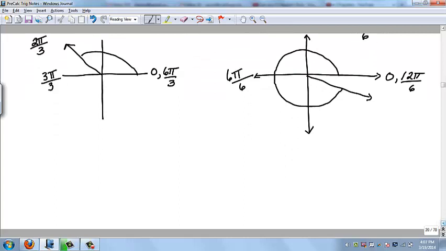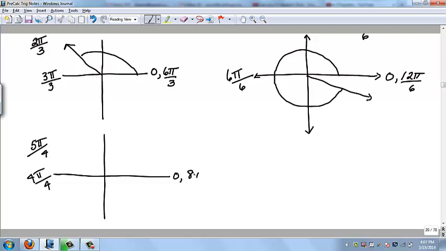Okay, let's try another one. What if I gave you 5 pi over 4? Where is that in my quadrant? So I'm going to draw this. Remember 0. I know this is pi, but we're going to use the denominator of 4, so I have to write it as 4 pi over 4. Come all the way over here, double it, 8 pi over 4. It's pi, guys, sorry, over 4. Where's 5 pi over 4? Well, it comes a little bit here in the 3rd quadrant.